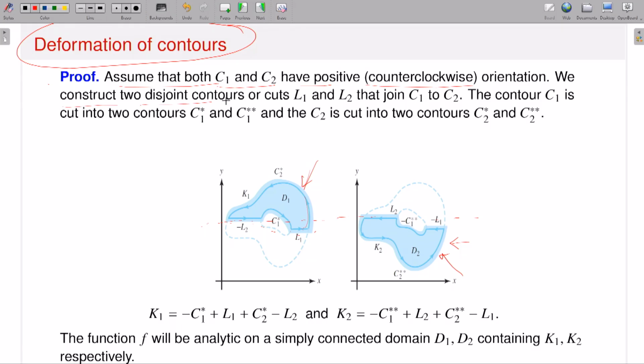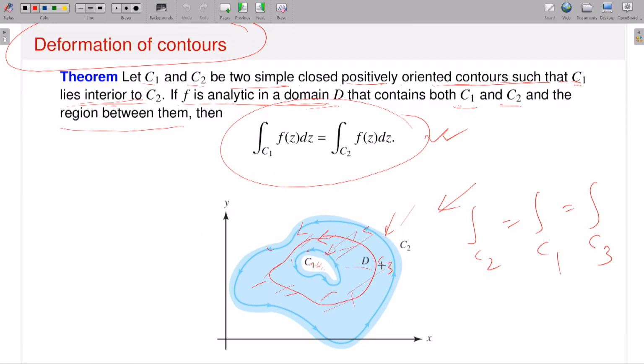Now we construct two disjoint contours or cuts. I will introduce two cuts like L1 and L2 that join C1 to C2. The contour C1 is cut into two contours C1 star and C1 double star. That means if I introduce a line, for example earlier we will have this is C1 and this is C2. So I will introduce a line L1 and this is L2. Now L1 and L2 cut my contour C2 into two parts. One is this one, another is this one. Similarly, L1, L2 cut C1 into two parts. One is this one, another is this one.